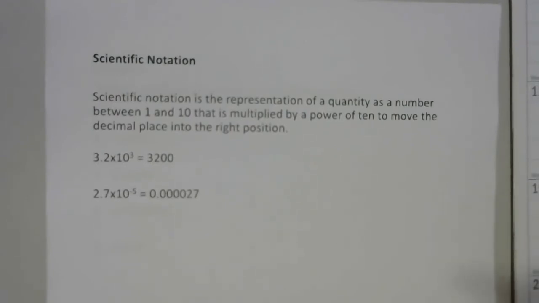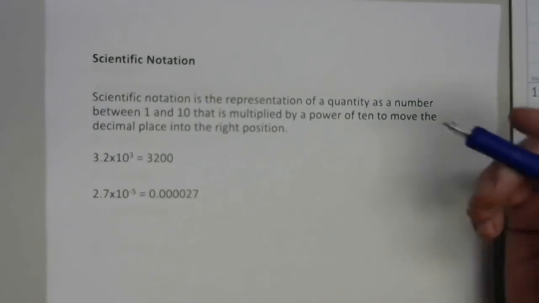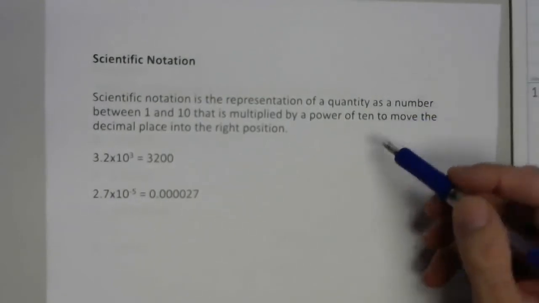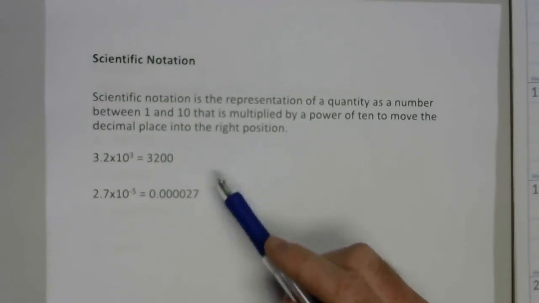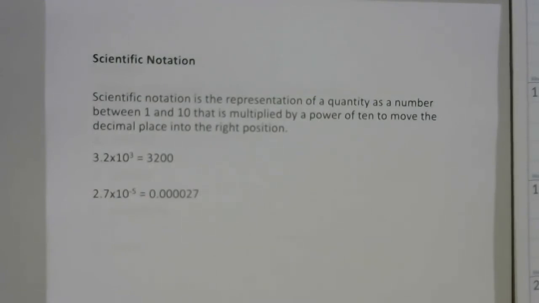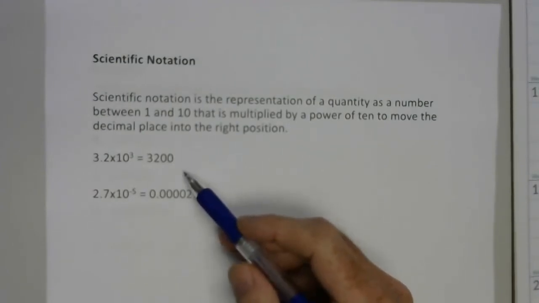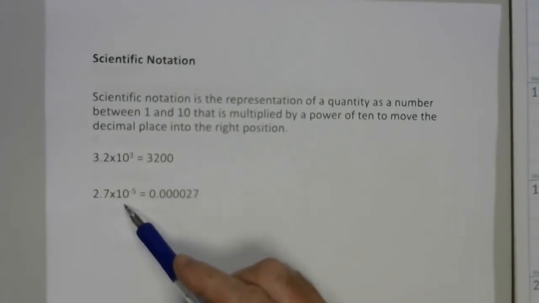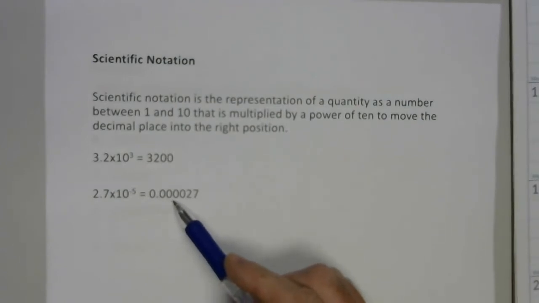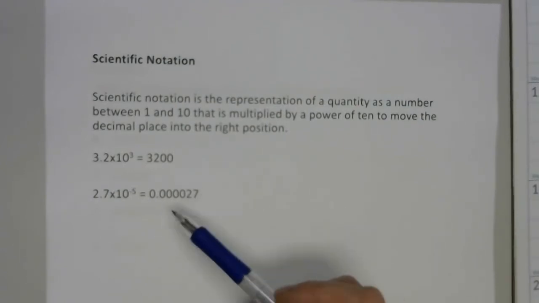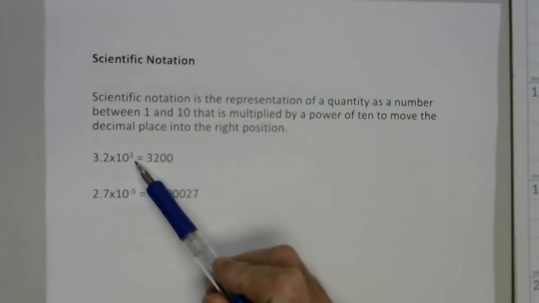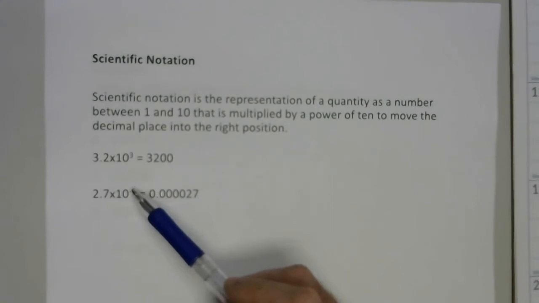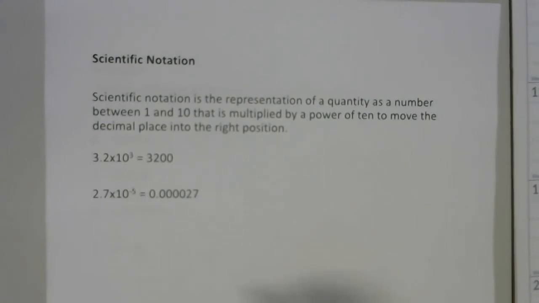So we can see that scientific notation is a number between 1 but less than 10, times a power of 10 to move the decimal place into the right position. We can see from these examples, 3.2 times 10 to the third is 3200. We got 2.7 times 10 to the negative fifth is 0.000027. So we can see a positive number in the exponent means the number is going to be large. A negative number in the exponent means the number is going to be small.